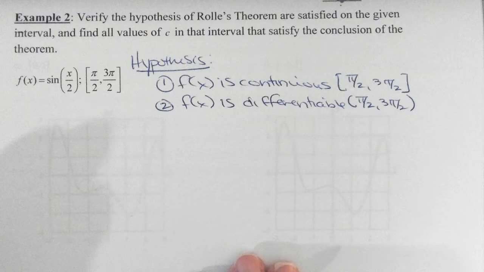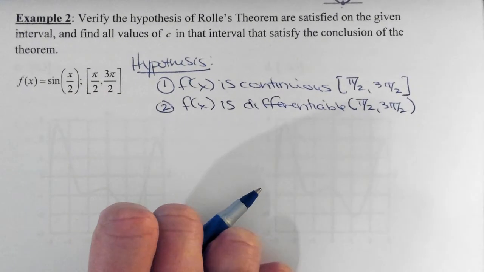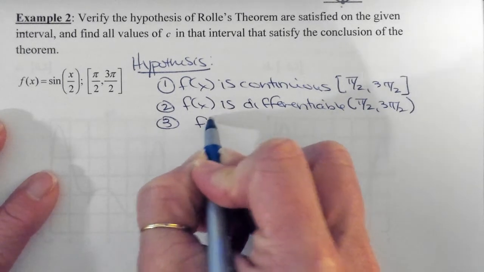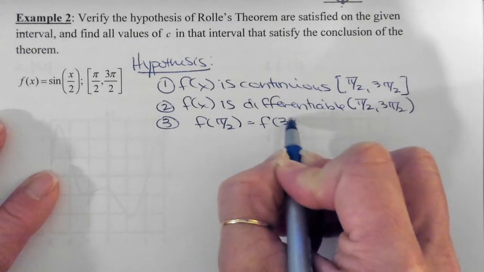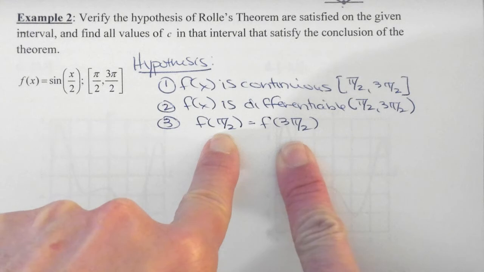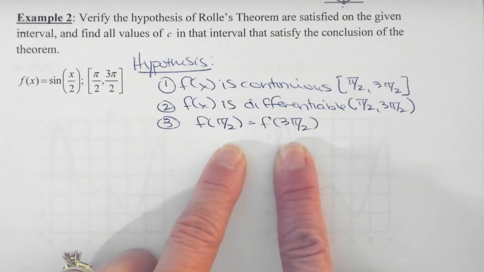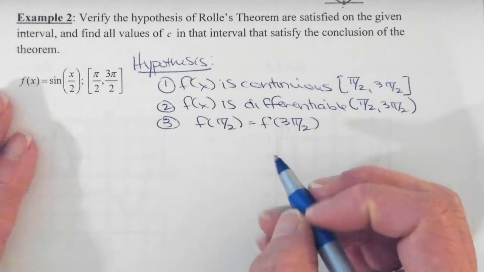Okay, now, the third part is a little bit different because here these are my x values. So what we need to show is that f of pi over 2 is equal to f of 3 pi over 2, meaning the corresponding y values are the same. But you can't just state this, you have to show it, because this might not be true. Okay, so this is what you do.